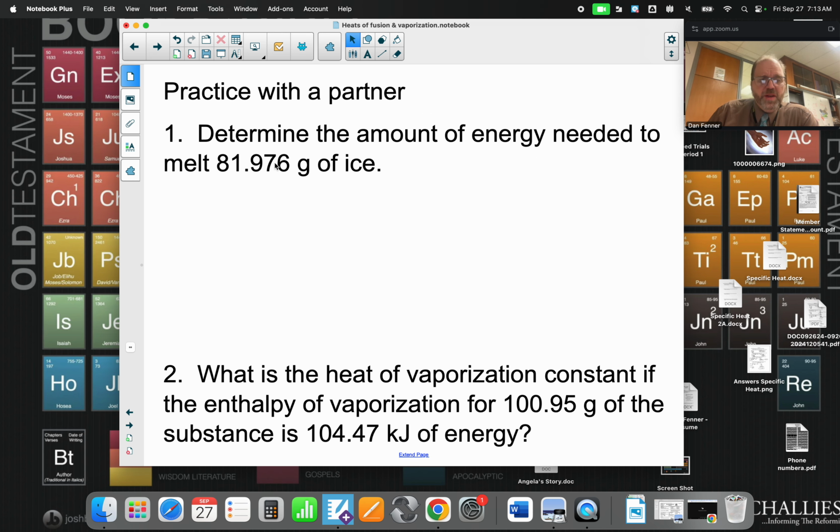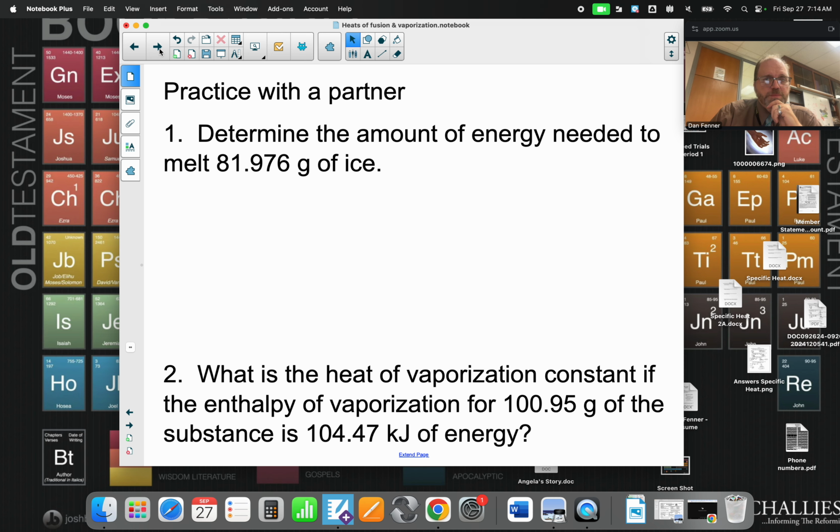And here are 2 problems. Why don't you take a few minutes and try to work out those? Determine the amount of energy needed to melt 81.976 grams of ice. And what is the heat of vaporization constant if the enthalpy of vaporization of 100.95 grams of a substance is 104.47 kilojoules of energy? Okay, so try both of those, and we're going to go over the answer. Pause the video one last time.